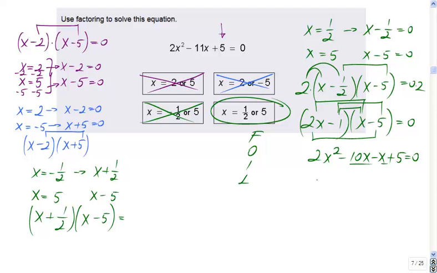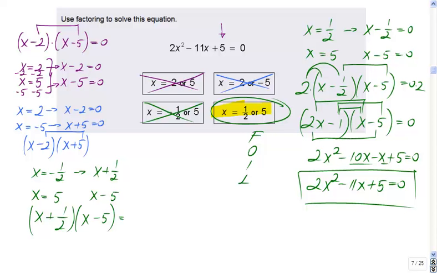Everything equals 0. Combining your like terms, you get 2x squared minus 11x, right? Because negative 10x minus x is negative 11x, plus 5 equals 0. And yes, indeed, this is the trinomial we started with. And this is one way to find the right answer. Okay, one way to say yes. The last one is the good answer.